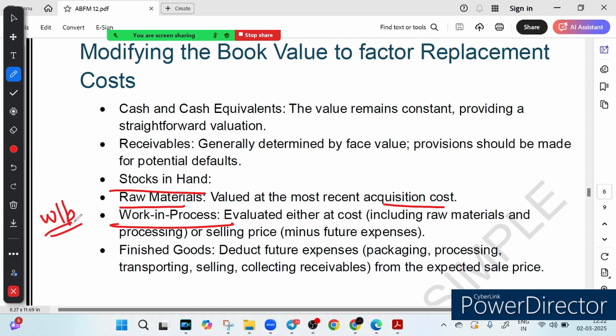So the final takeaway is that book value is just the starting point, not the final word on valuation. Inflation, technology, and intangibles distort the real picture, and adjusting book value for replacement cost gives a better estimate of the actual worth, right? So I hope this makes sense to you regarding the book value approach.